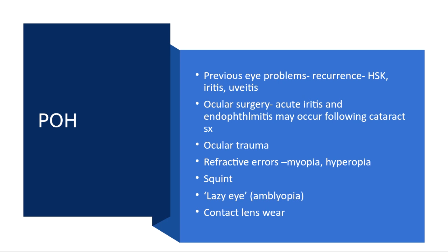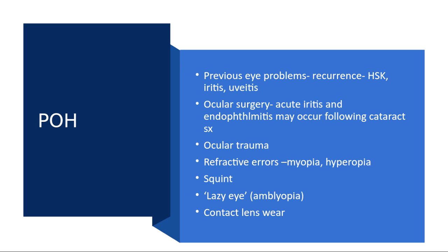You have to ask about ocular trauma. There are certain conditions which are associated with ocular trauma. So a patient may have had a blunt trauma to their eye 10, 20 years ago and present with angle recession glaucoma. So it's very important to elicit any history of significant ocular trauma in the past.